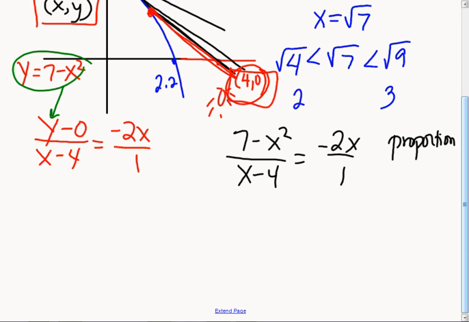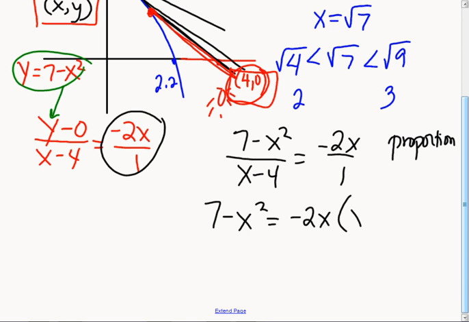You remember how to solve a proportion? Cross multiply. The rest of this piece is all algebra. Where was the calculus? That was it. The calculus isn't the problem. Okay, so it's 7 minus x squared equals negative 2x times x minus 4. Do I need parentheses? Yes. No invisible parentheses.